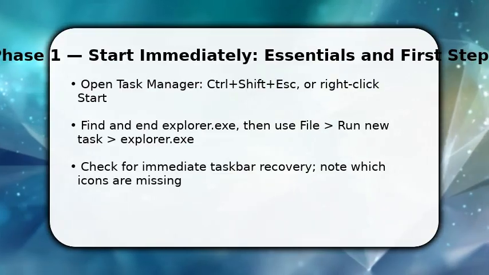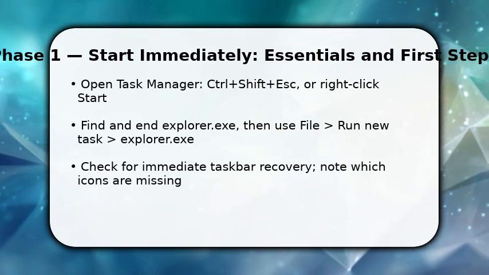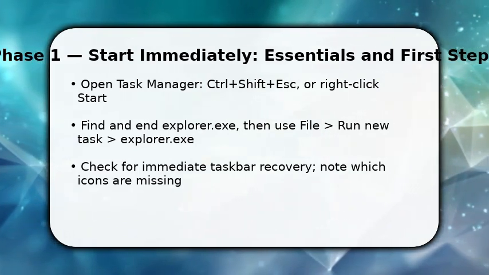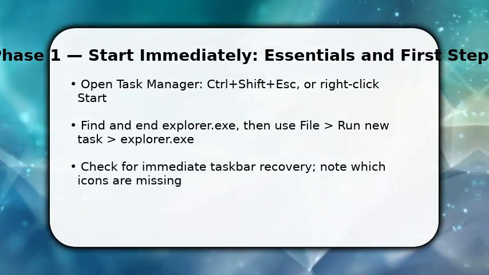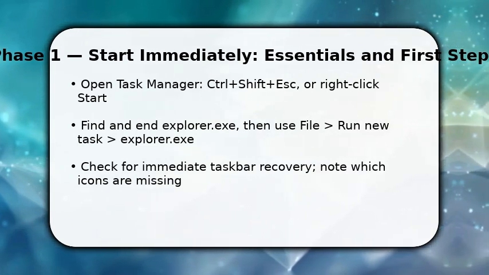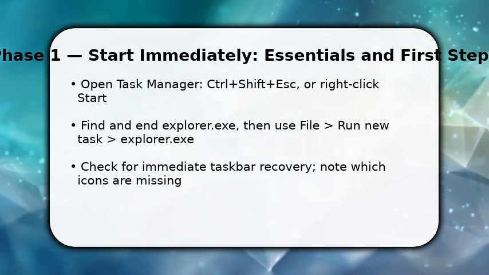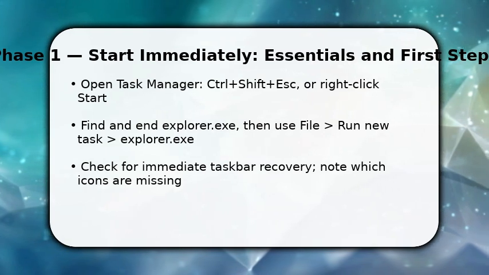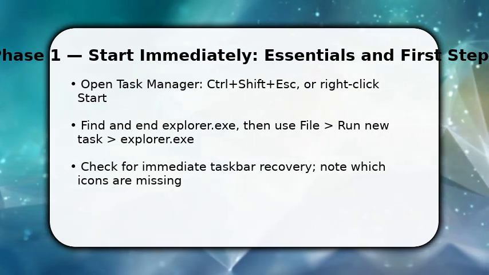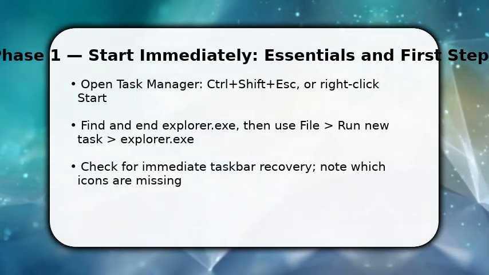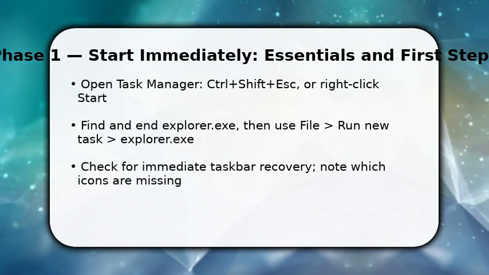You start by forcing Windows Explorer to refresh because the taskbar is part of that process. Press Ctrl plus Shift plus Esc to open Task Manager, locate Explorer.exe and end task. Once done, click File, Run new task, type explorer.exe and press Enter to relaunch it. This often restores the taskbar instantly.